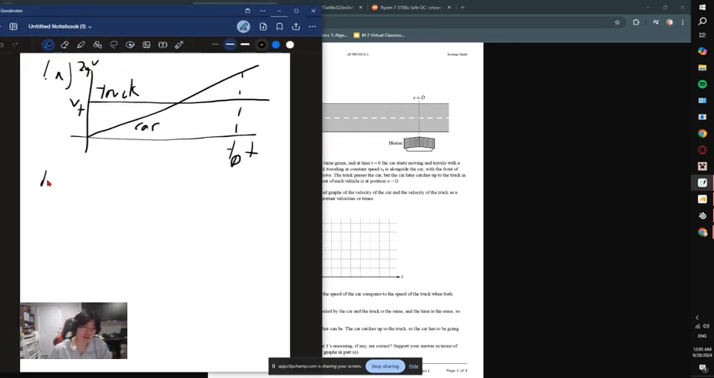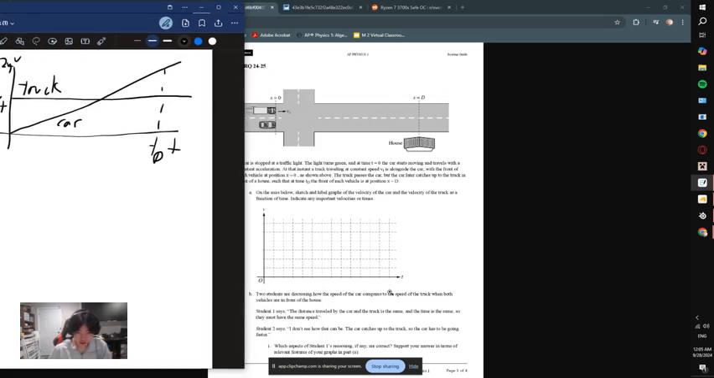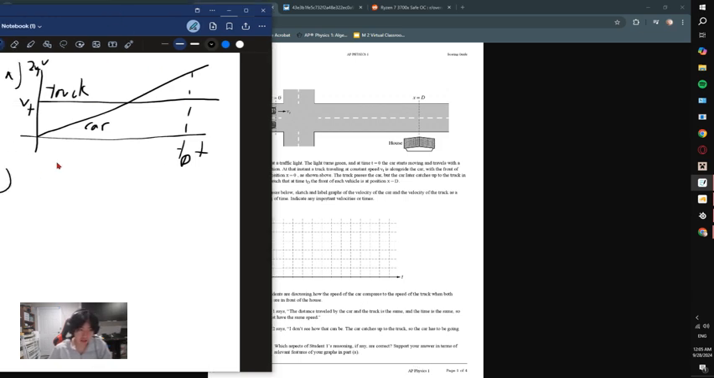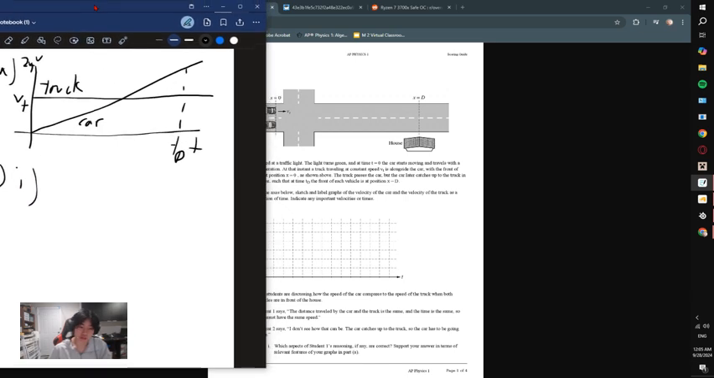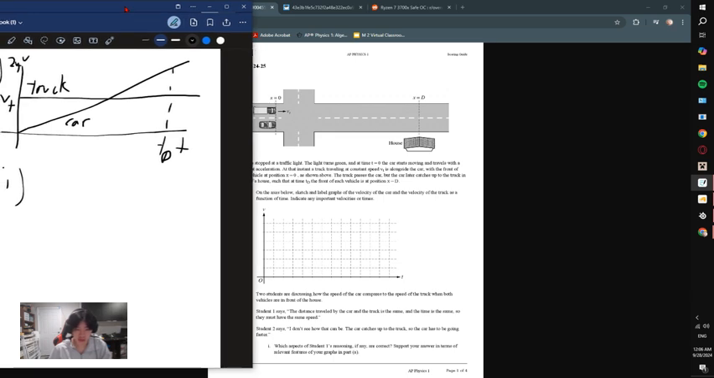Part B. Two students are discussing how the speed compares to the truck when both vehicles are in front of the house. So for part B, they want us to state which parts of student 1's claim are correct. Student 1 says the distance traveled by car and truck is the same, and the time is the same, so they must have the same speed.